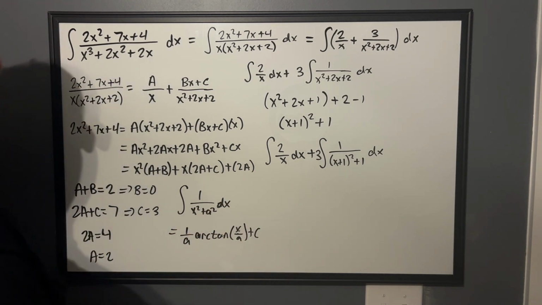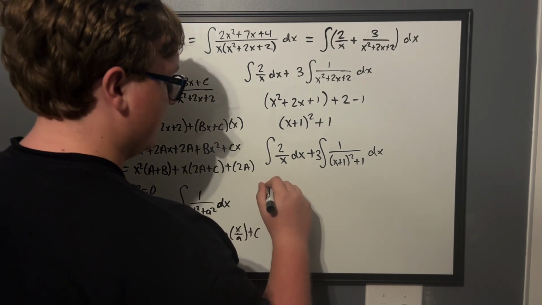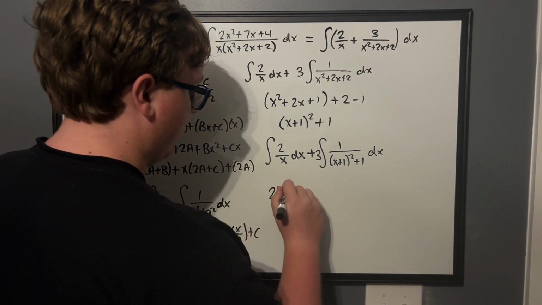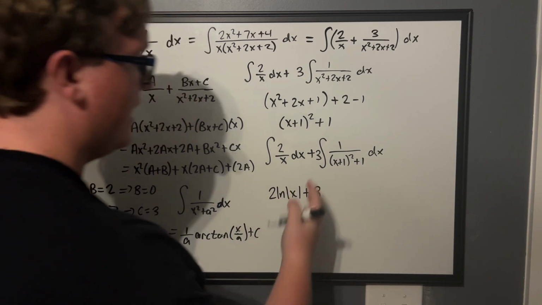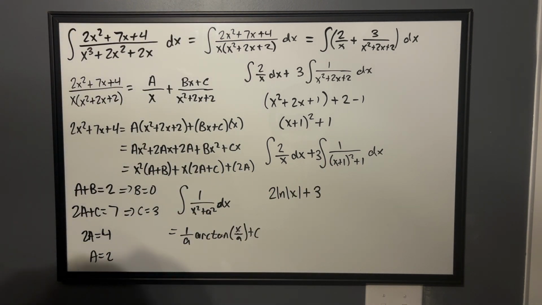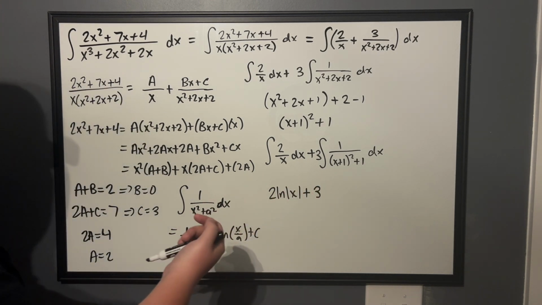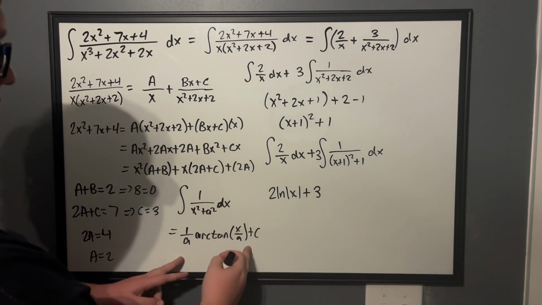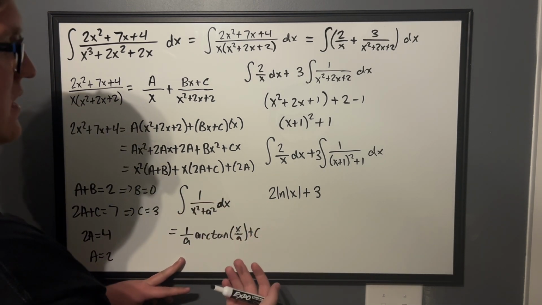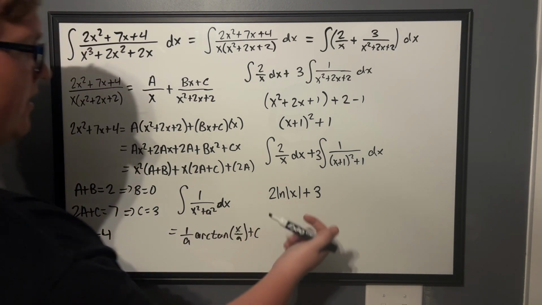So the integral of 2 over x, well, we can pull the 2 out, and then we just have the integral of 1 over x, which of course is the natural log. So we have 2 times the natural log of the absolute value of x plus 3 times that integral. Well, in this case, our x is going to be in the form of x plus 1, and our a is going to be equal to 1, right? Because 1 squared is equal to 1. So we're going to have 3 times this formula. Well, 1 over 1 just becomes 1. So we'll keep the 3 out here.